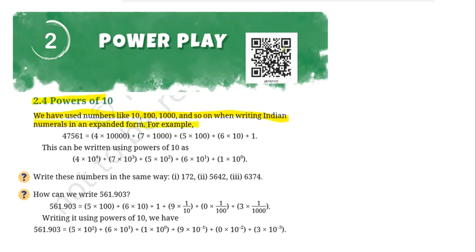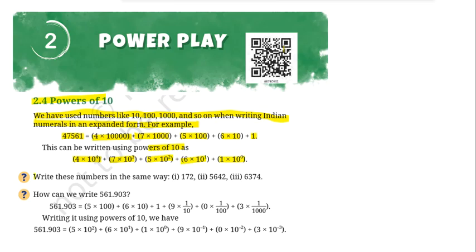For example, 47,561 can be written as 4 into 10,000 plus 7 into 1000 plus 5 into 100 plus 6 into 10 plus 1. This can be written using the powers of 10 as 4 into 10 to the power of 4 plus 7 into 10 to the power of 3, 5 into 10 to the power of 2, 6 into 10 to the power of 1 plus 1 into 10 to the power of 0.